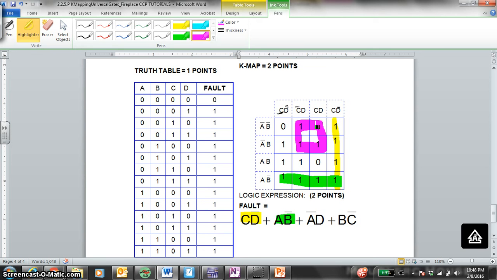That is A naught D. That's that group of 4. And then the blue, or let me do the magenta, that's AD. Oh, whoops. AD naught. Sorry about that. And then the sky blue group would be this square group of 4, which is B, C naught. There it is. So that is your logic expression.